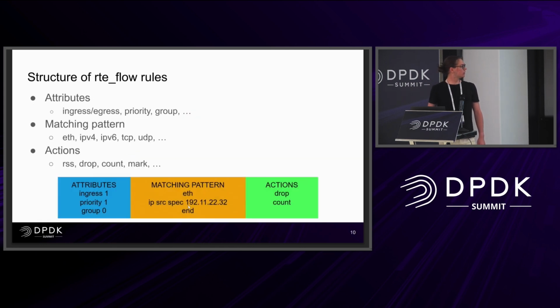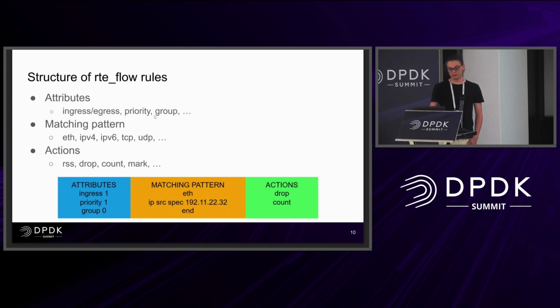So as a structure of the RTE flow rule, it contains attributes, which basically define how the rule works, or how the rule acts. There can be, for example, ingress egress, meaning if it's supposed to match incoming or outgoing traffic. Priority group, those are helpful when trying to organize or making some hierarchy of different rules.